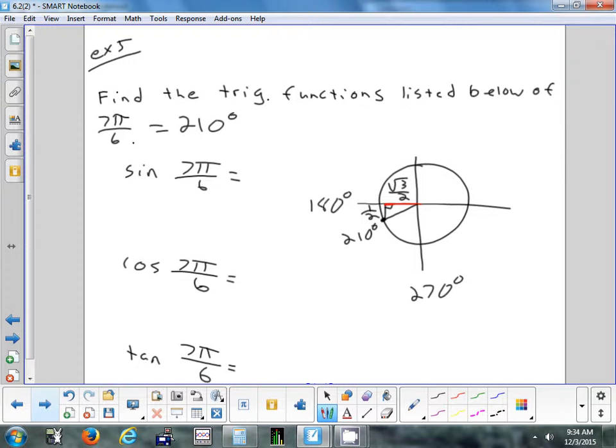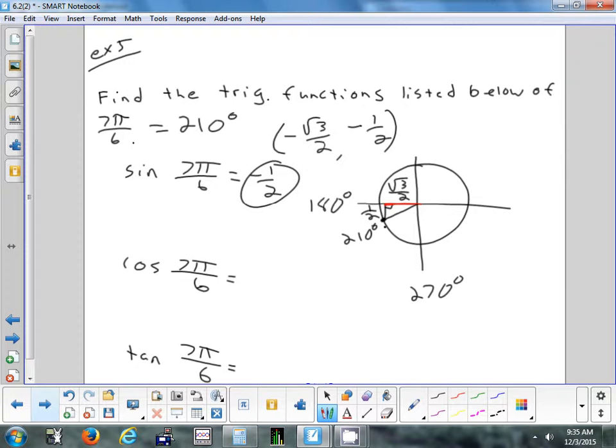What about negatives? Which one gets a negative? Both of them. I'm going left and down. So left, root 3 over 2. And then down 1/2. Okay, so my sine. Okay, sine is going to be what? Negative a half.